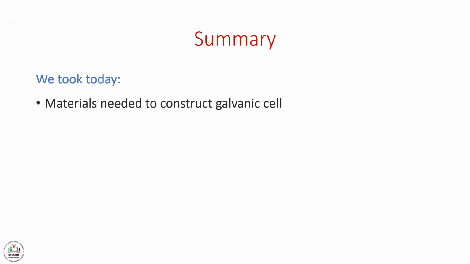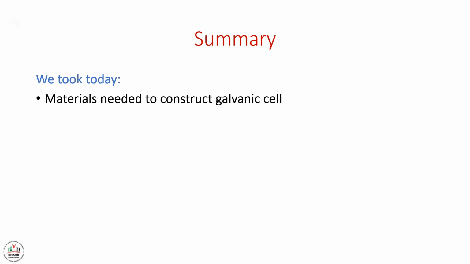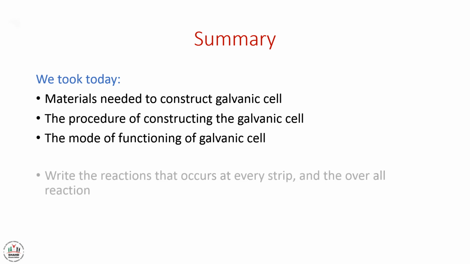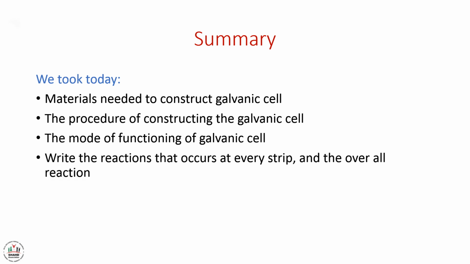As a summary, what we talked about today. We listed the materials needed for the construction of galvanic cell. We explained the procedure for the construction of the cell. We explained the mode of functioning of this cell. We wrote the reactions that occur at every step and the overall reaction. We explained the role of the salt bridge in electrical neutrality.